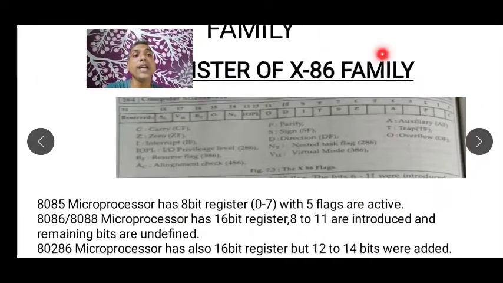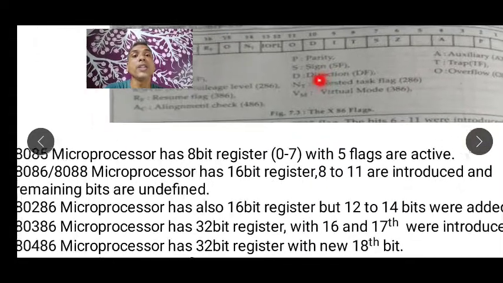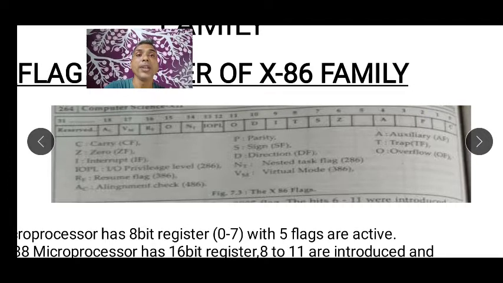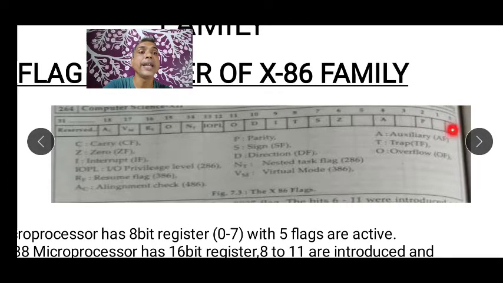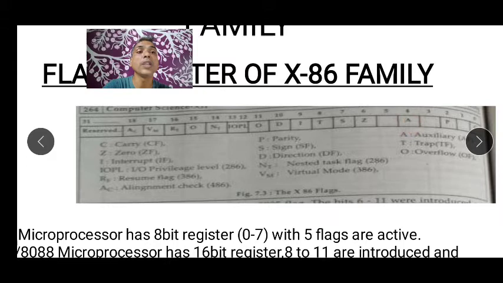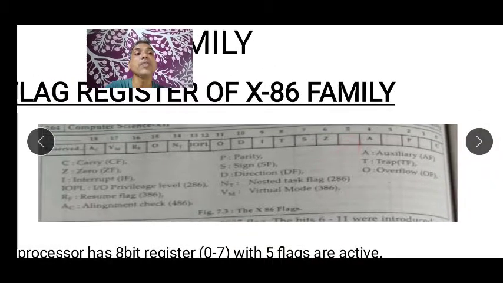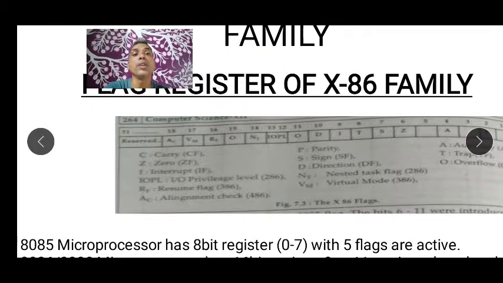So this is the flag of x86. Here you can say that this flag is similar to our 8085 flag. Can you see carry, parity, auxiliary carry, zero, sign? Till here everything is fine. Then it is also a 32-bit flag. Can you see from here, 0 to 31?